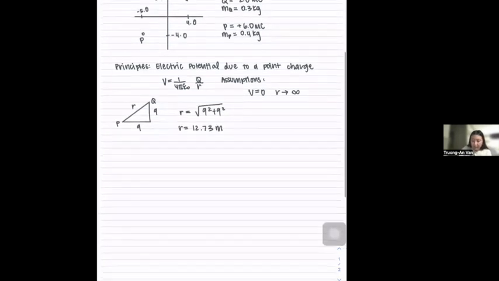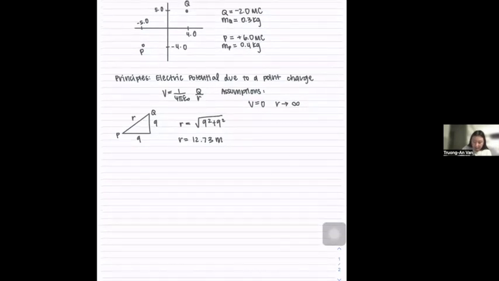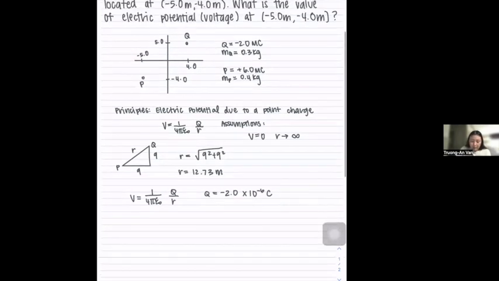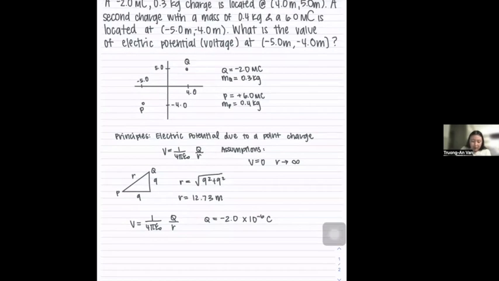Now that we know that, we can plug it into the equation V is equal to 1 over 4 pi epsilon naught times Q over R. And so we know that Q is equal to negative 2.0 times 10 to the negative 6 coulombs, because it is in SI units. Because we're trying to find the electric potential at P, we're using the surrounding charge.